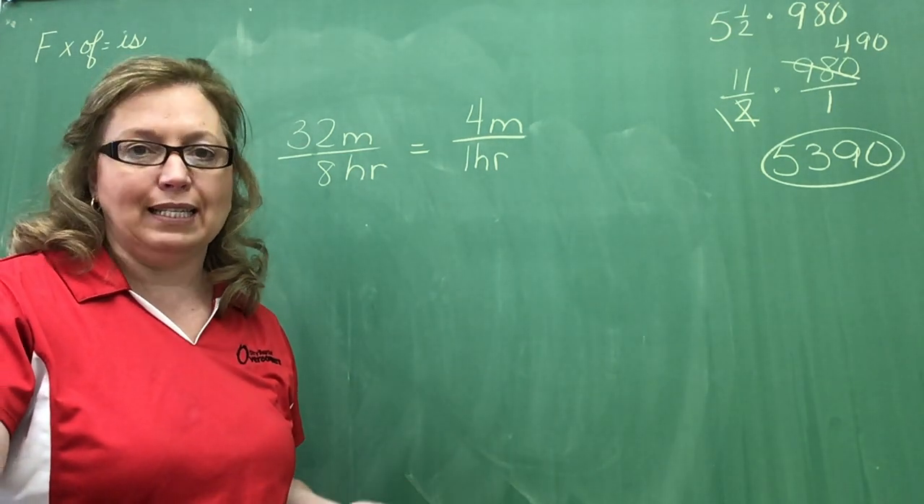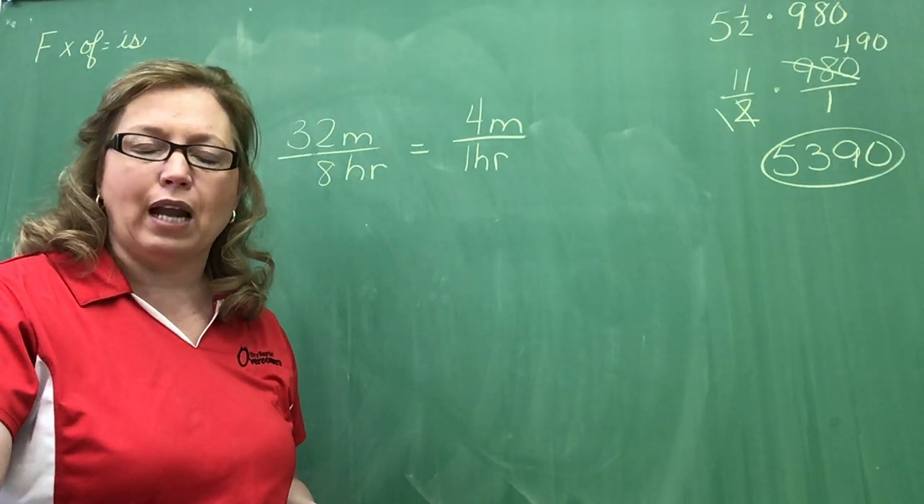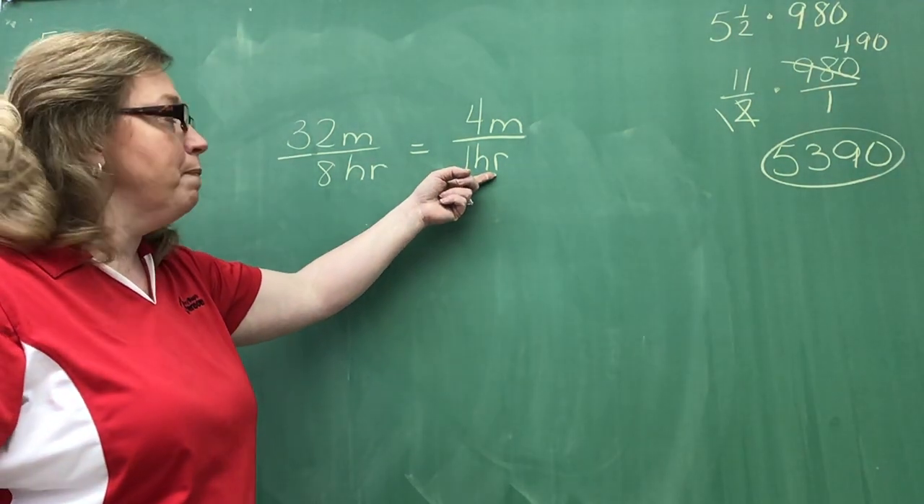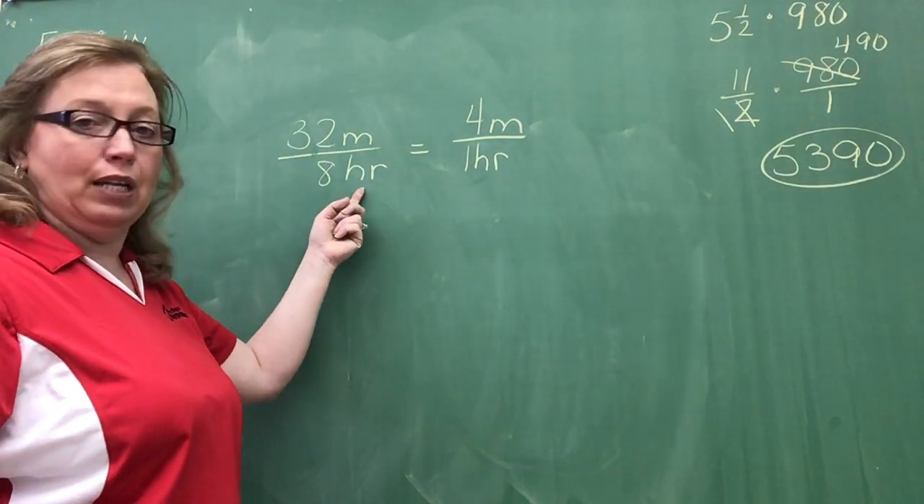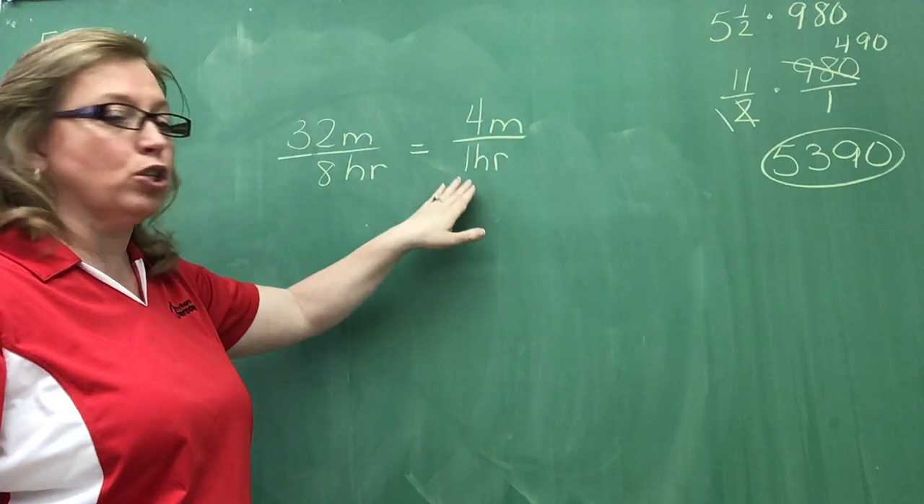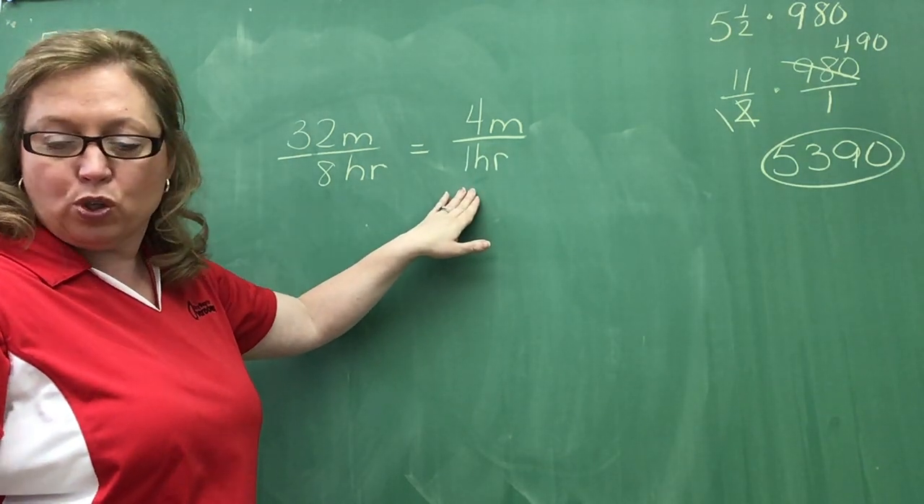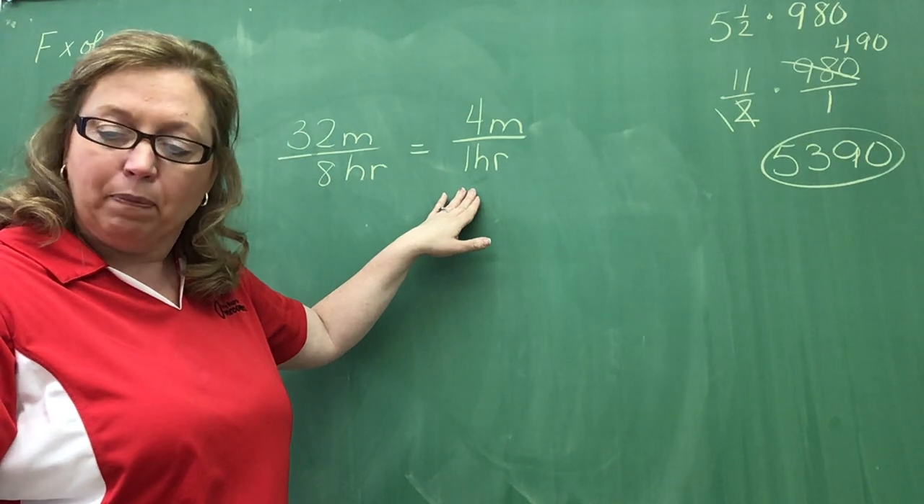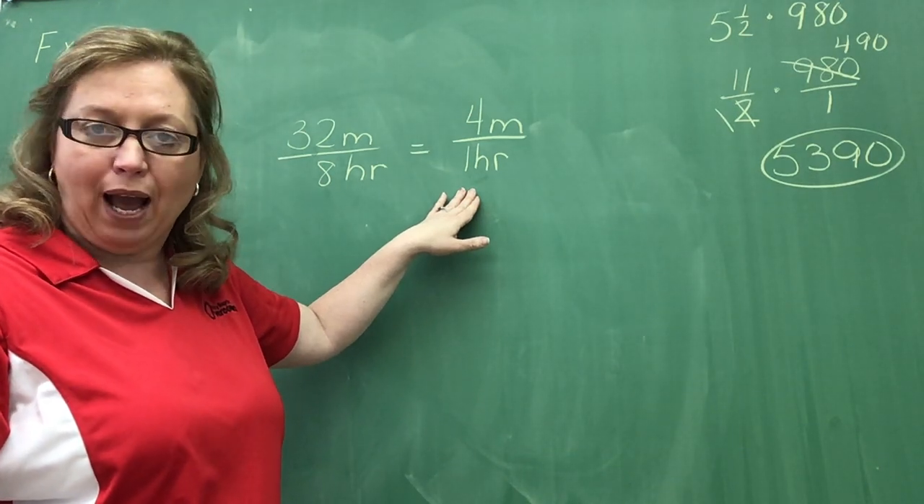How long did it take to travel the 49 miles? Well, they were traveling the first day at a rate of 32 miles in 8 hours. We reduced that and found they were traveling 4 miles per hour. The story problem says that they increased their rate by 3 miles per hour.